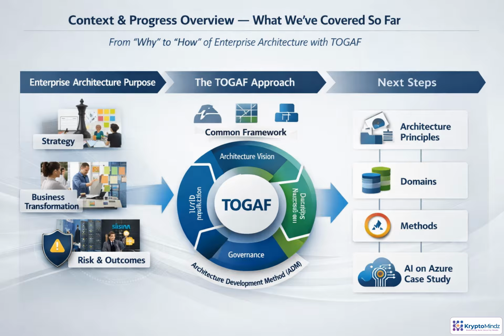We've already seen why enterprise architecture matters. It connects strategy, change, technology, risk, and outcomes. Now we'll look at how TOGAF makes that work structured and repeatable, before moving into principles, stakeholders, and the Azure AI case study.